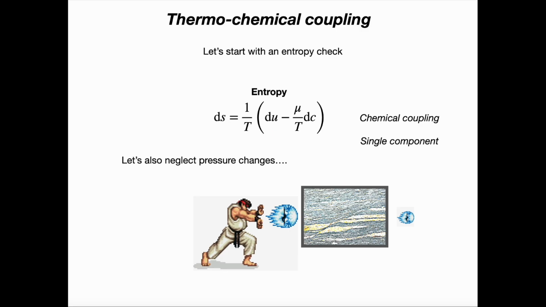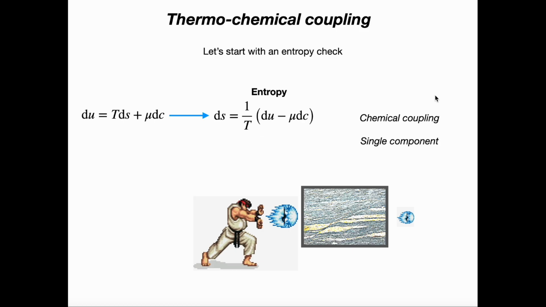And let's formulate a differential for entropy. We're going to formulate it using the previous equation. So du equals TdS plus mu dC can be solved for dS. And this gives dS equals 1 over T times (du minus mu dC).